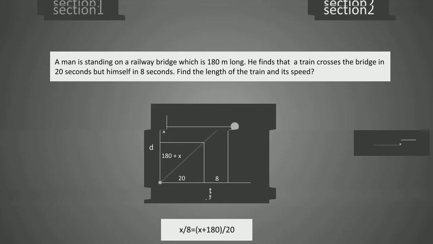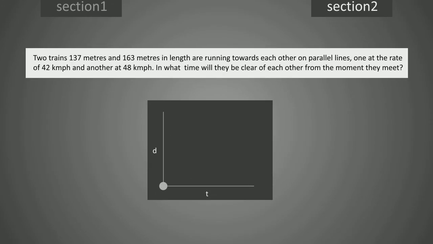Problem 2. Two trains, 137 meters and 163 meters in length, are running towards each other on parallel lines. One at the rate of 42 km per hour and the other at 48 km per hour. In what time will they be clear of each other from the moment they meet?